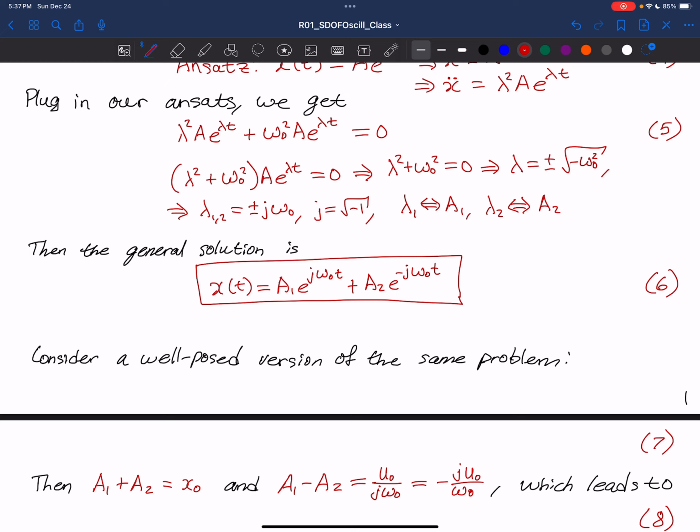With that being said, I'd like you to pause the video here and think about how can we find A1 and A2. Do we have enough information to find them? And if not, what is missing? Just pause the video, think about that for like 30 seconds or a minute, however long it takes you, and then come back.